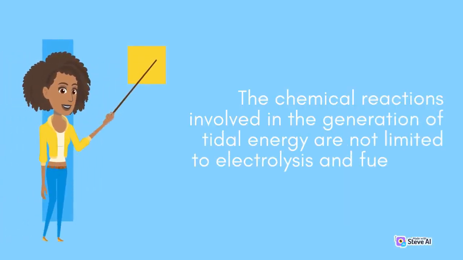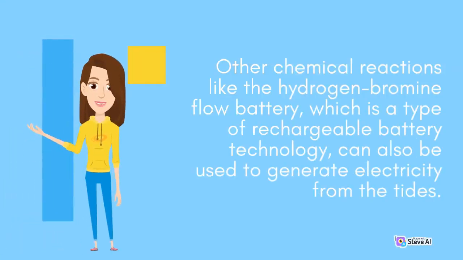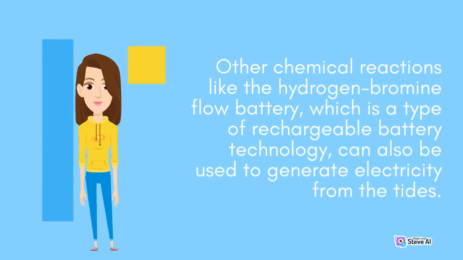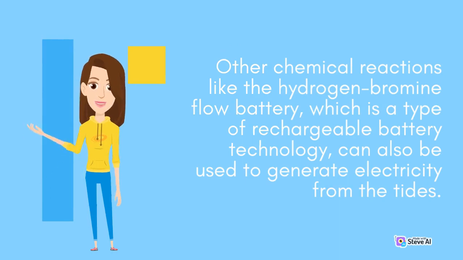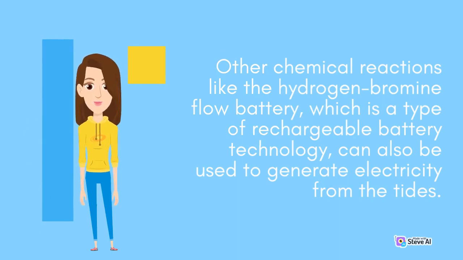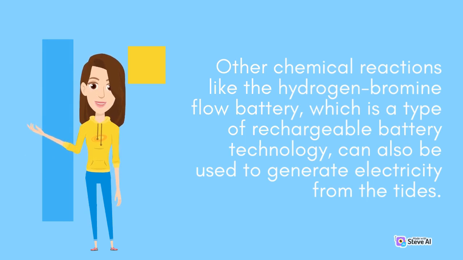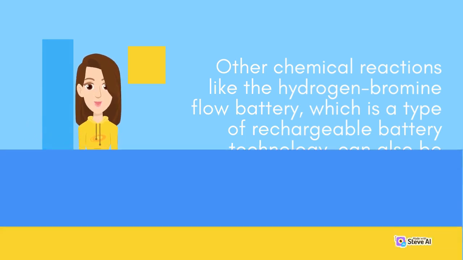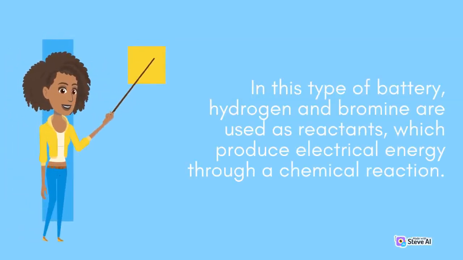The chemical reactions involved in the generation of tidal energy are not limited to electrolysis and fuel cells. Other chemical reactions like the hydrogen-bromine flow battery, which is a type of rechargeable battery technology, can also be used to generate electricity from the tides. In this type of battery, hydrogen and bromine are used as reactants, which produce electrical energy through a chemical reaction.